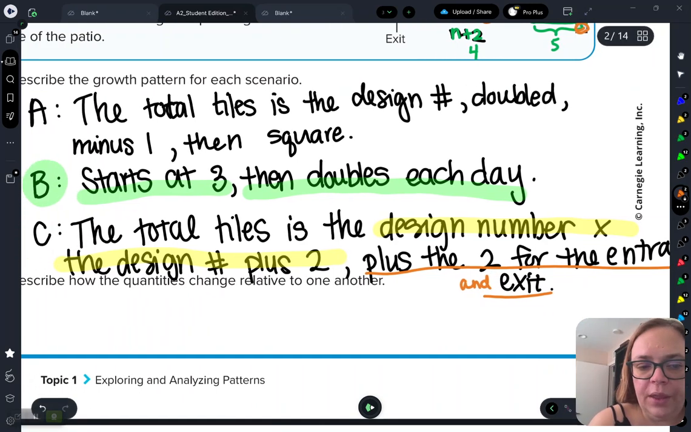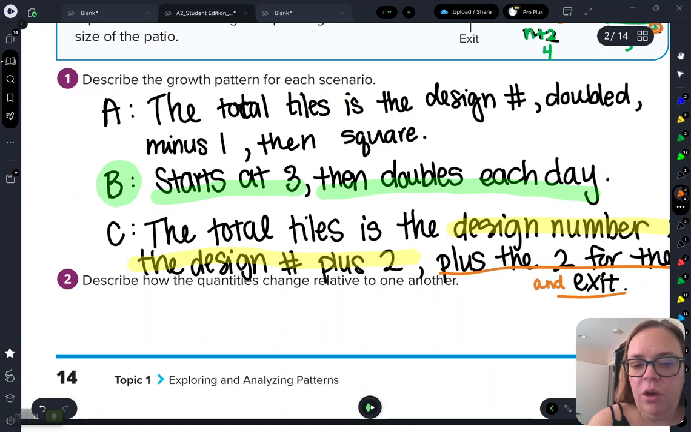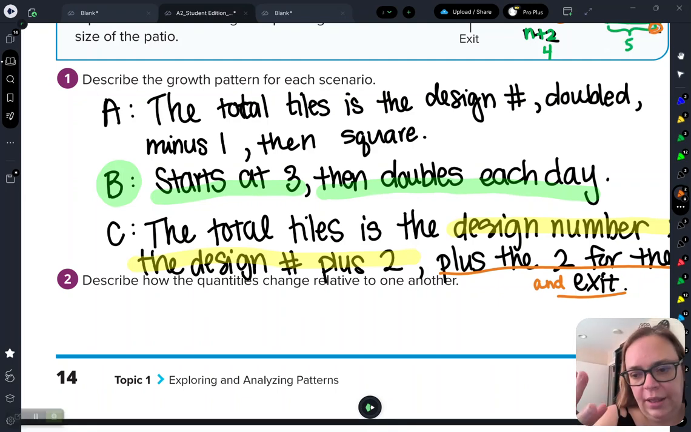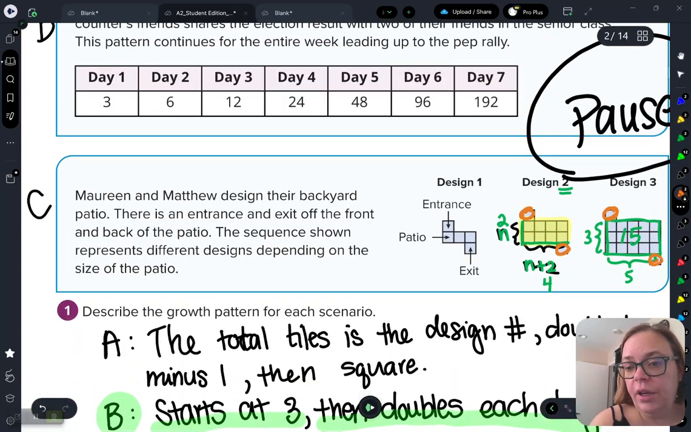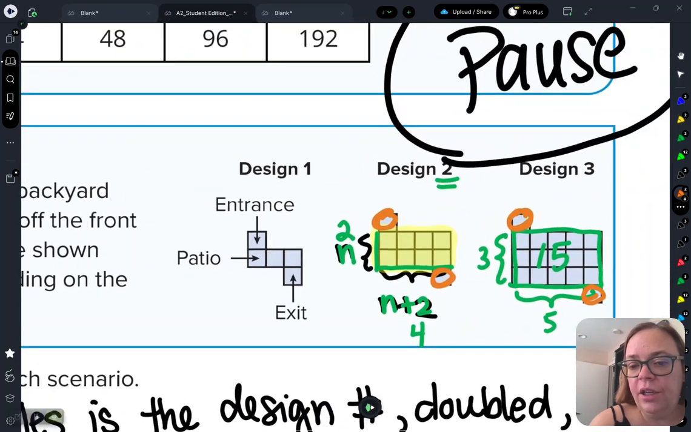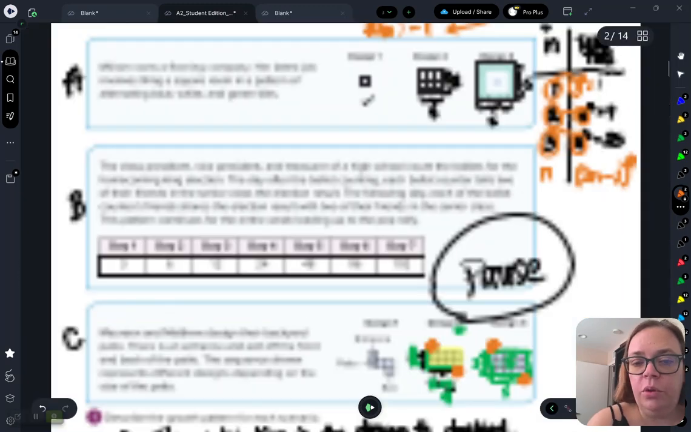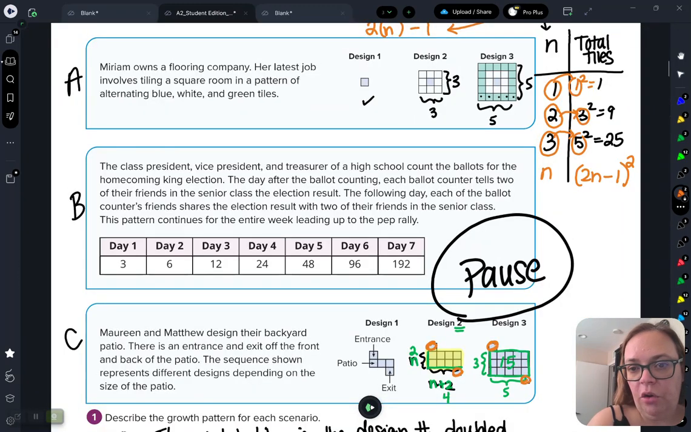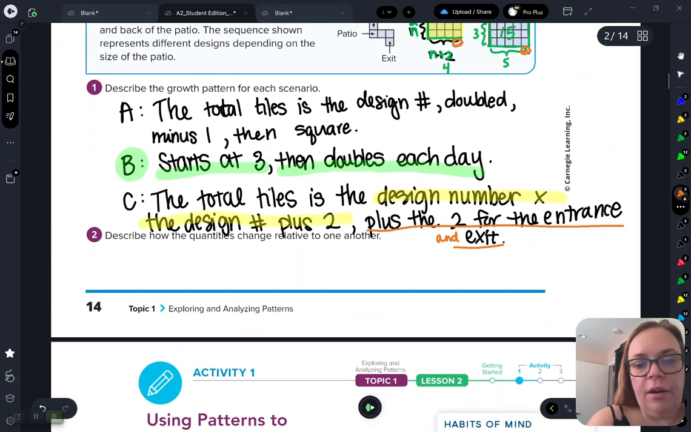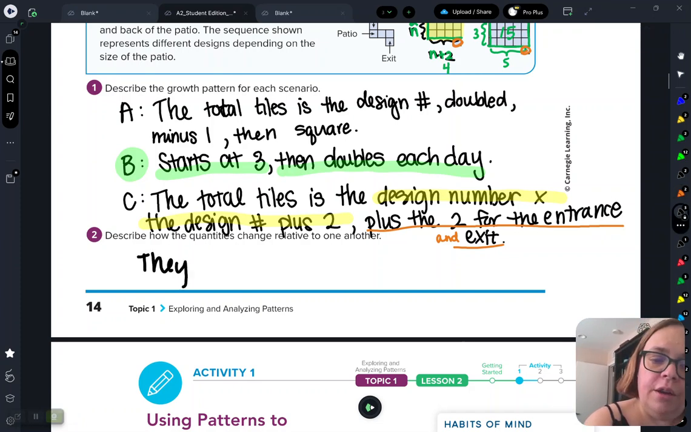Okay? All right, now we can describe how the quantities change relative to each other. And hopefully you can notice that things are increasing. With the design number increase, all of these are increasing. We could say that. So the number of tiles here is increasing with each. The number of people who know about the secret is increasing. The number of tiles in the first thing are increasing. So we could say that they are increasing.